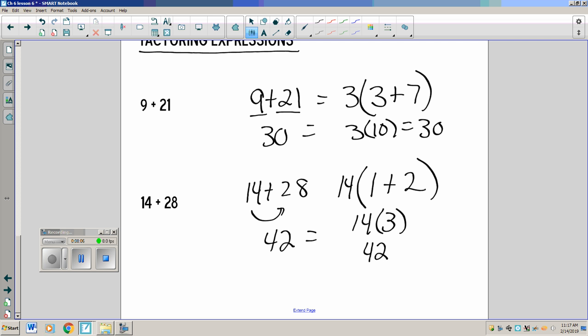That's not your bell. Sorry about that. That's called factoring the expression. We will continue practicing this in class. That is lesson 6. One more to go after this.